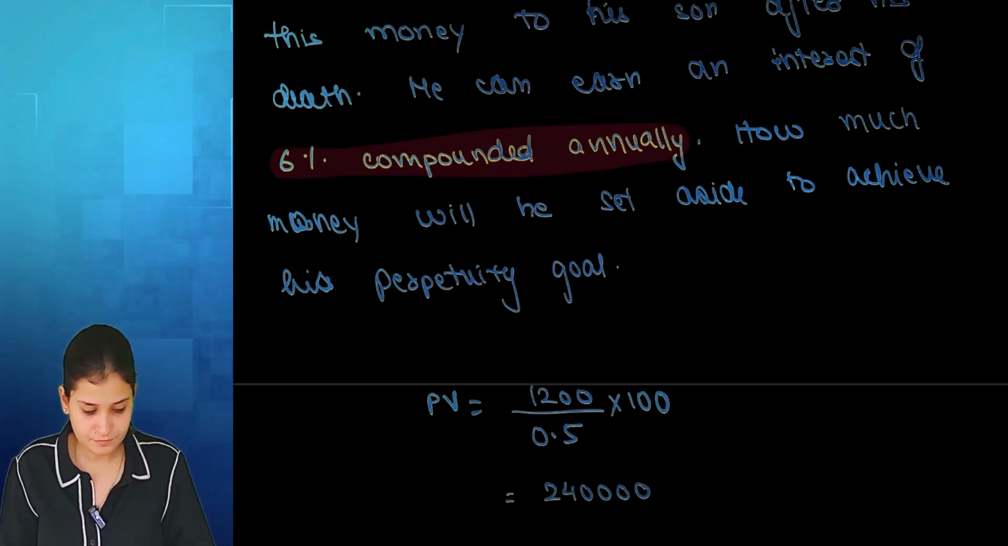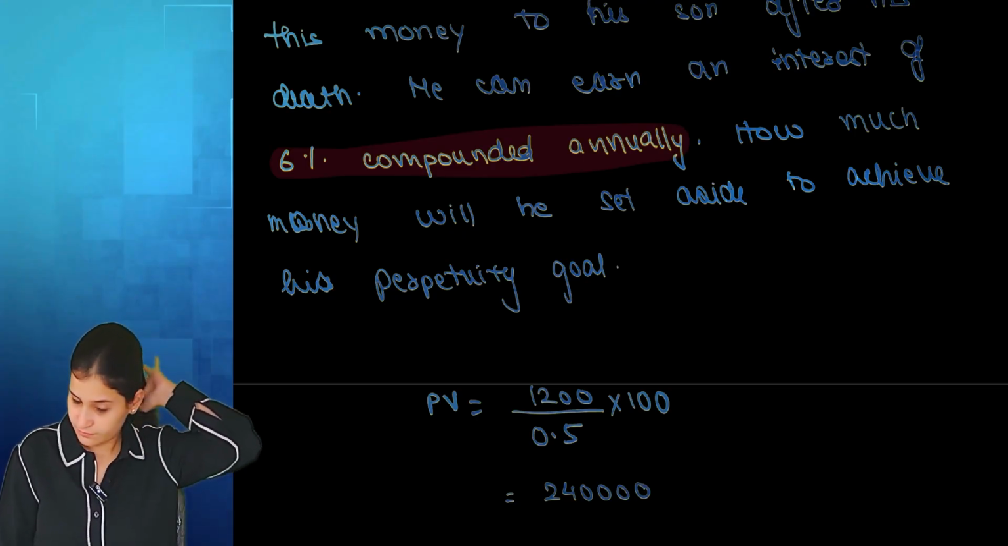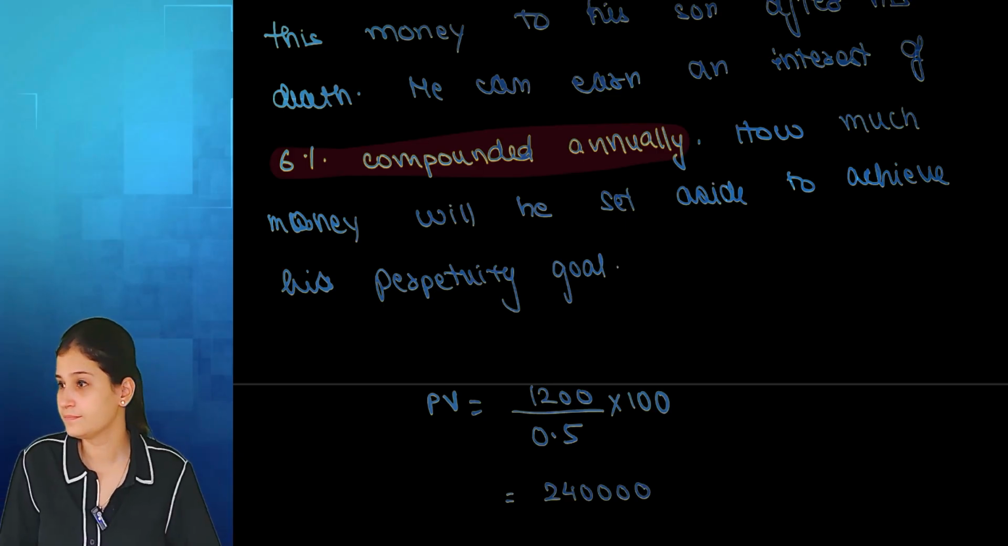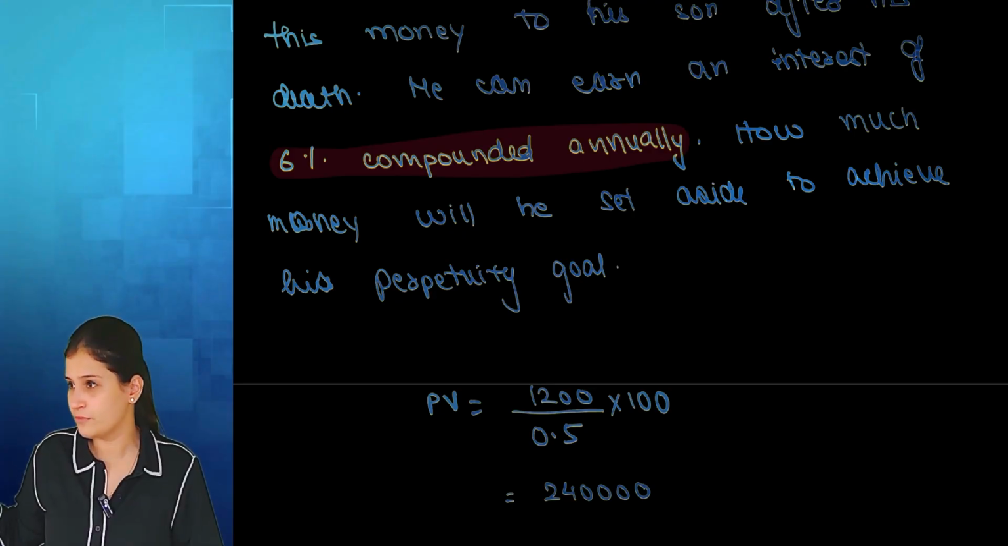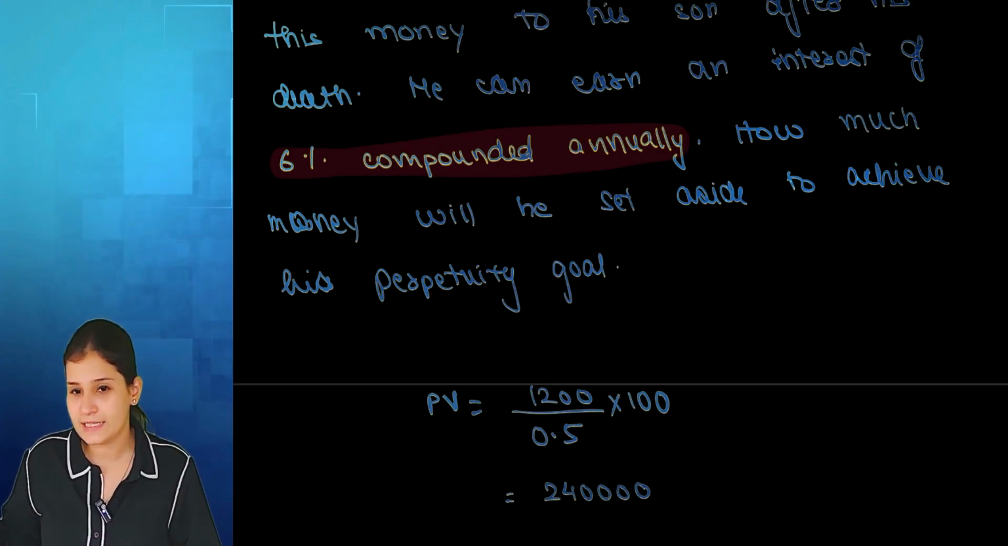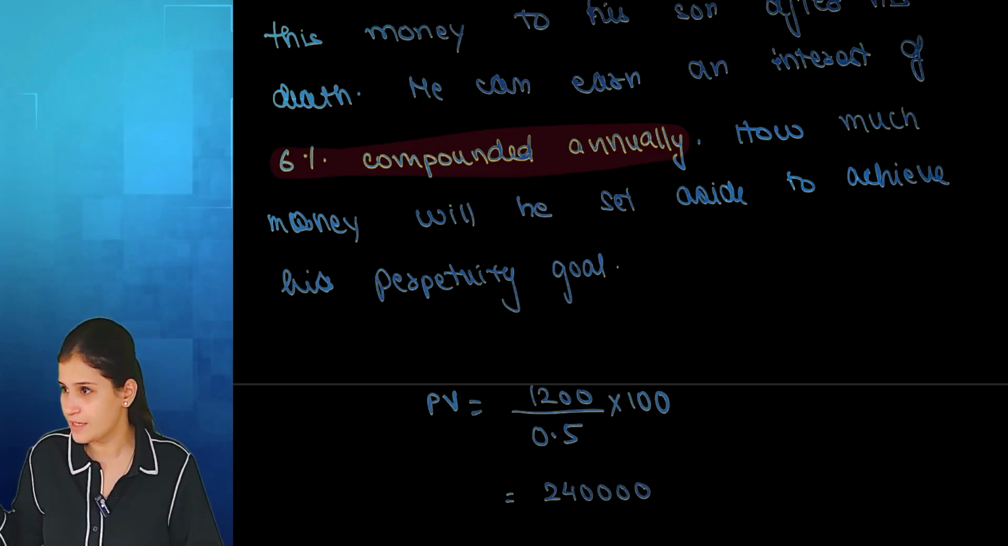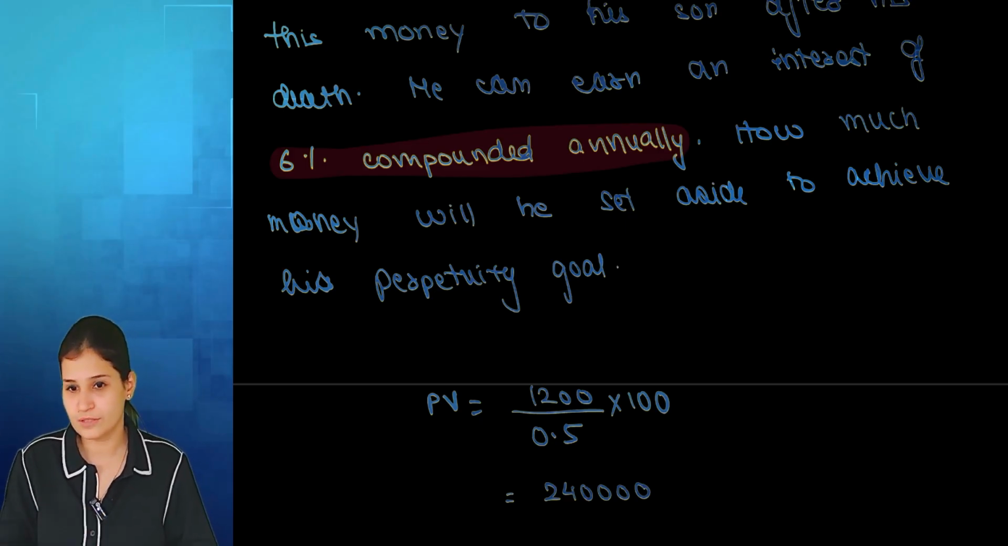Done? See, what I'm discussing now are bits and pieces of concept. You don't have the entire concept, but you have a little bit of sums, so I'm just going through those. Okay? In this, we have seen a few sums where we have growing perpetuity.